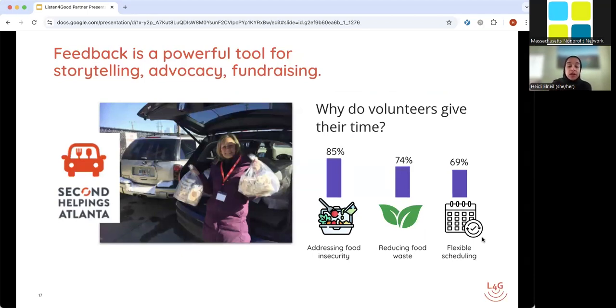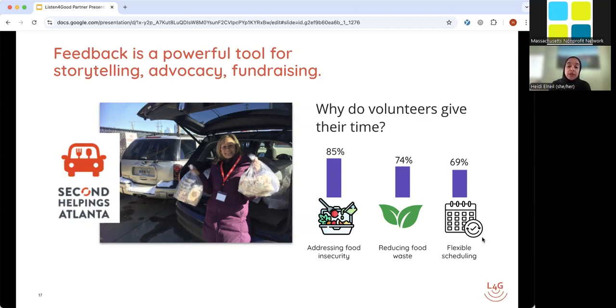And for a lot of our nonprofits, clients aren't the only important constituency. For a lot of nonprofits, volunteers are also really powerful partners. And so I want to share an example of Second Helpings Atlanta, for whom volunteers are critical to the work that they do. Their volunteers drive to pick up food from restaurants and from supermarkets, and then they deliver that food to people who need it. And so they couldn't do the work without their volunteers.